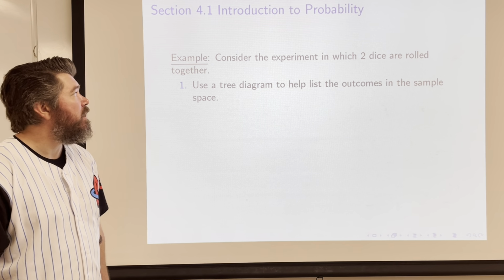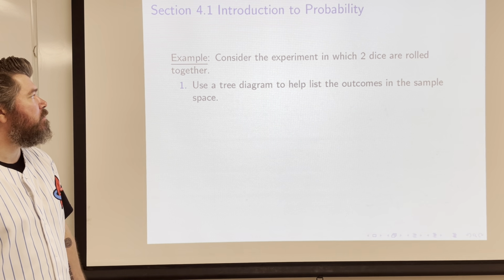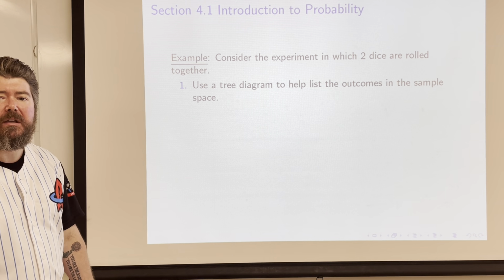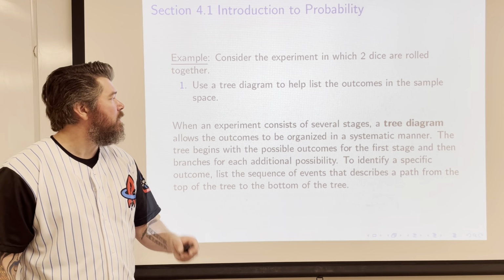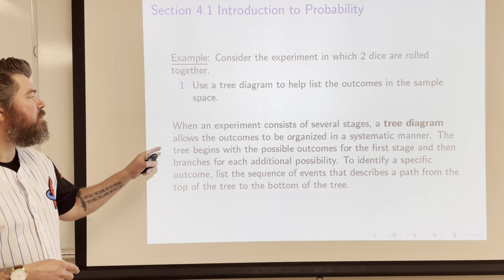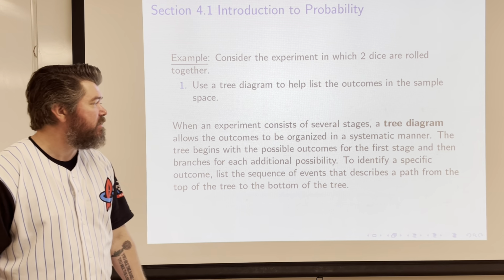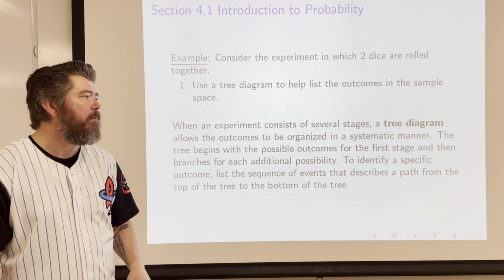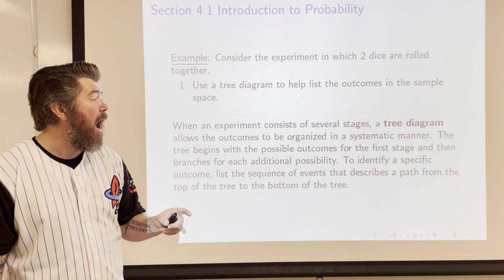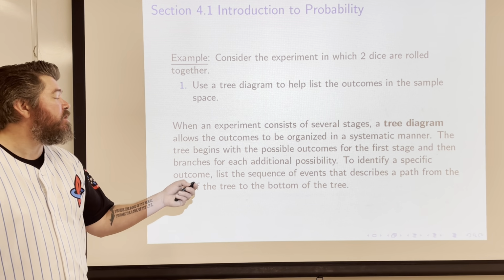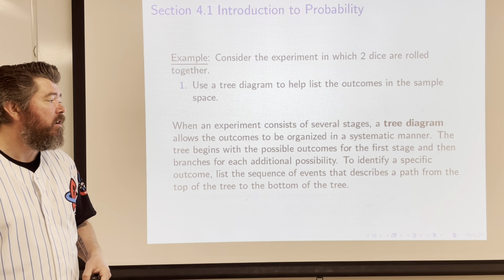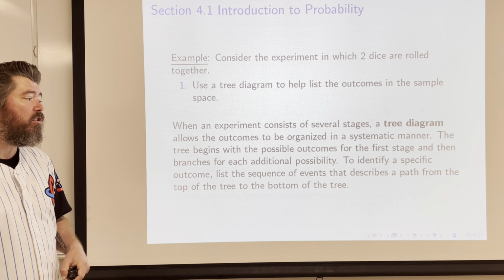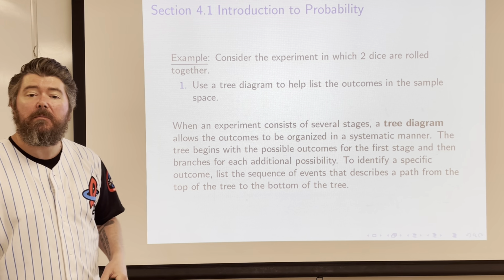Let's look at an example. Consider the experiment in which 2 dice are rolled together. Use a tree diagram to help list the outcomes in the sample space. Now, a tree diagram is very useful when an experiment consists of several stages. This allows the outcomes to be organized in a systematic manner. The tree begins with the possible outcomes for the first stage and then branches for each additional possibility. To identify a specific outcome, list the sequence of events that describe a path from the top of the tree to the bottom of the tree.